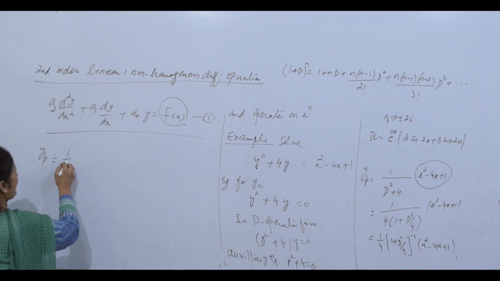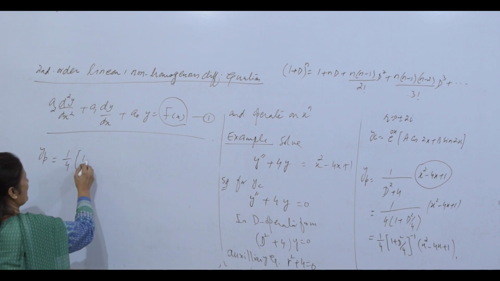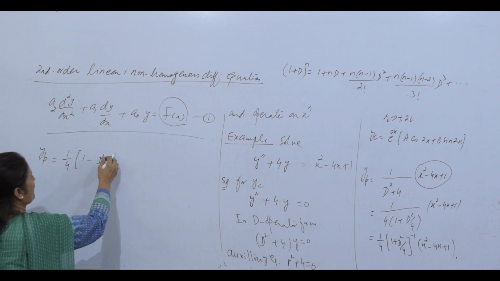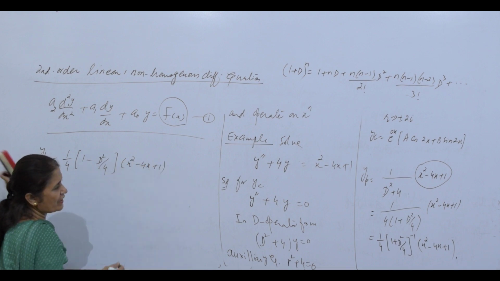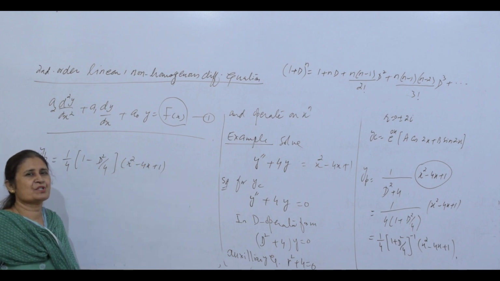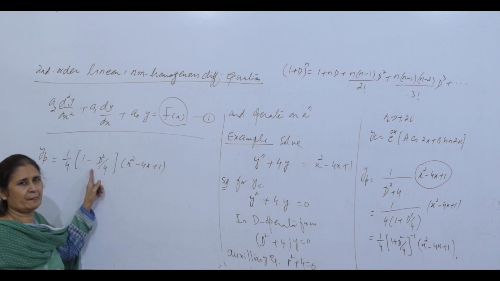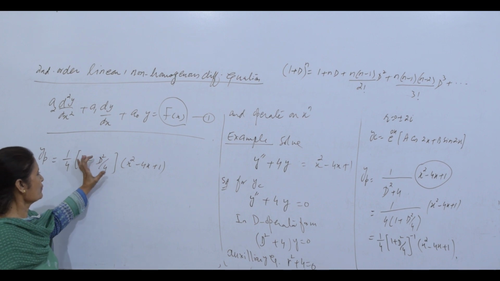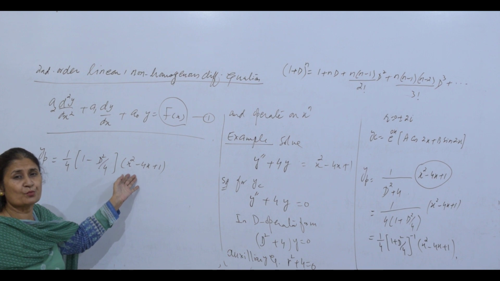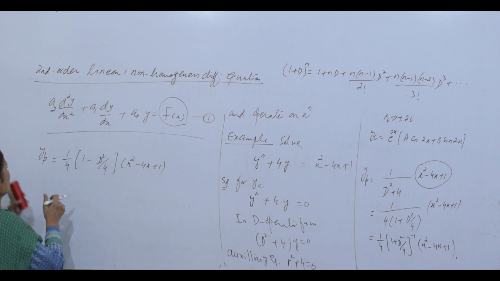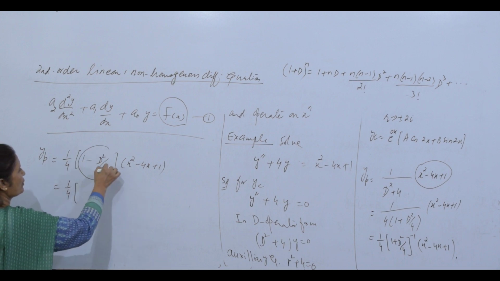So 1 by 4 as it is, I am expanding 1 plus nD, n is minus 1. 1 minus D square by 4, this is x square minus 4x plus 1. And if you are noticing, D square is there. The next is D4, the square of this, so D4 by 16. That won't work on this polynomial because polynomial is of degree 2. So what I have is 1 by 4 there.